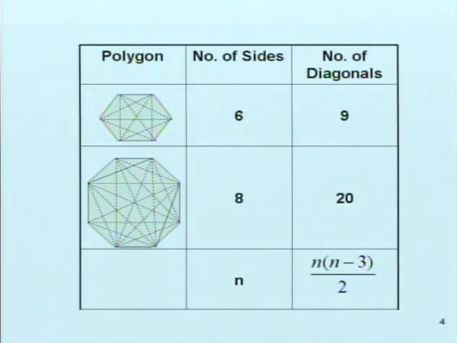When n is 6, it will be 6 times (6 minus 3), which is 3. So, 6 times 3, which will be 18, divided by 2, which will be 9. Try it for the octagon, 8 sides. So, it will be 8 times 5, that is 8 minus 3 would be 5. 8 times 5 is 40. 40 divided by 2 will give you 20. So, the formula seems to be holding good so far. You can test it out for other polygons on your own.